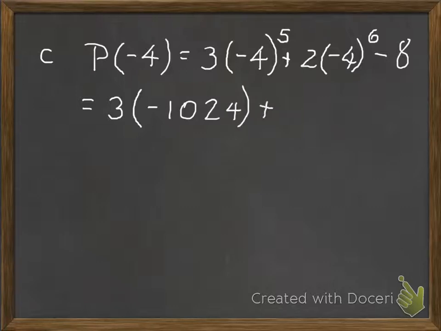Plus, now I have negative 4 to the power of 6. And that's an even exponent, an even power. 6 is even, so we're going to have a positive result. And 4 to the power of 6 is 4096.